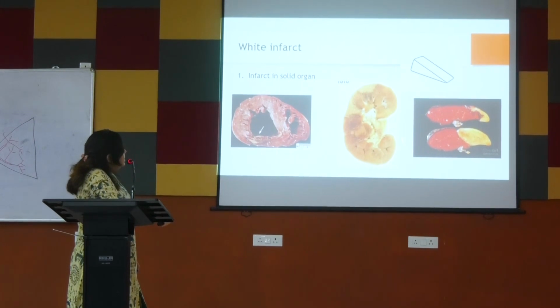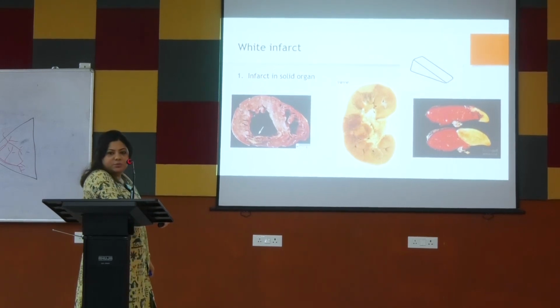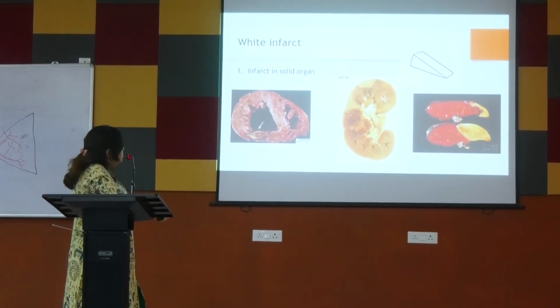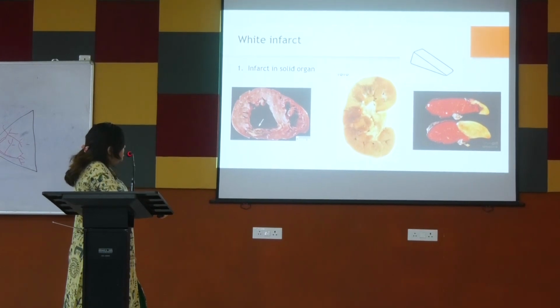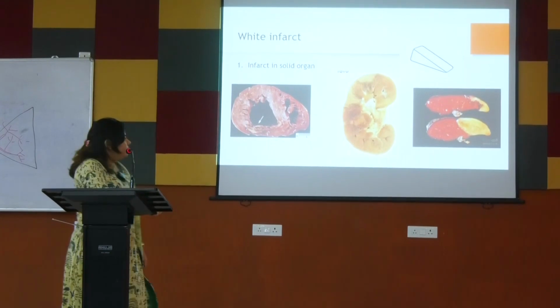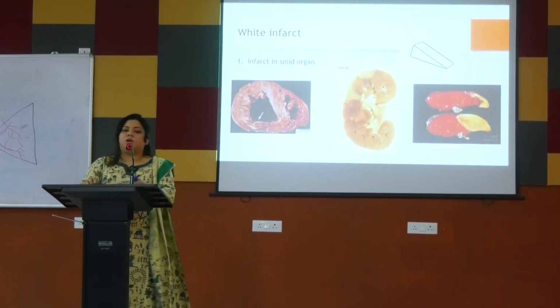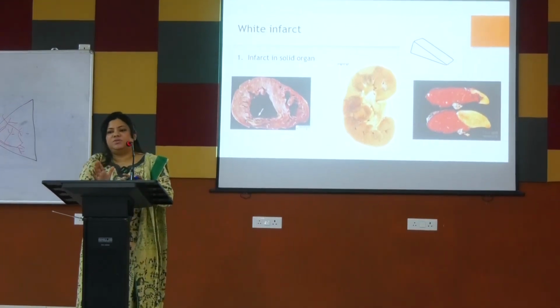Same in kidney. Kidney tissue is also very dense. It gets supplied from the hilum. The blood vessels enter from the hilum. So, say there is occlusion here, wedge shape. This is a spleen. Same, wedge shaped. So, in solid organs, there will be a wedge shaped infarct.